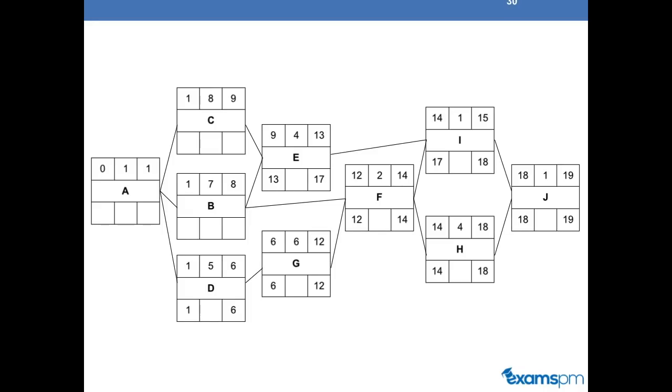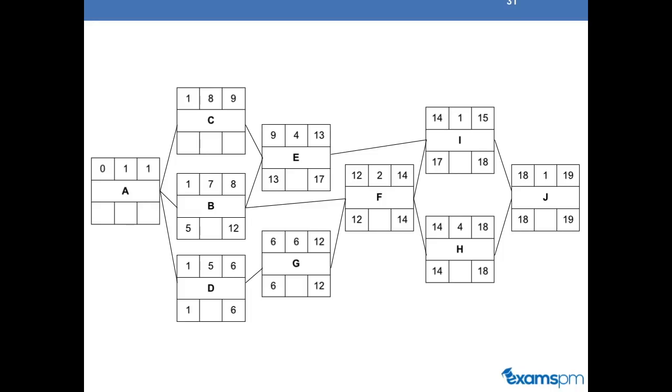Next, we can look at activity D, which has a duration of 5, and it follows activity G in the backward path. So think of this as like backward arrows pointing back. Since G has a late start of 6, D will have a late finish of 6. Subtracting a duration of 5 will give you a late start of 1.